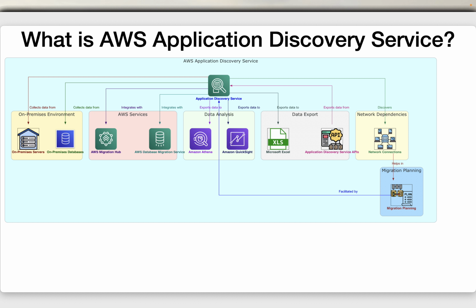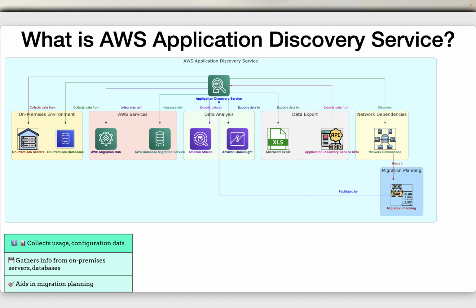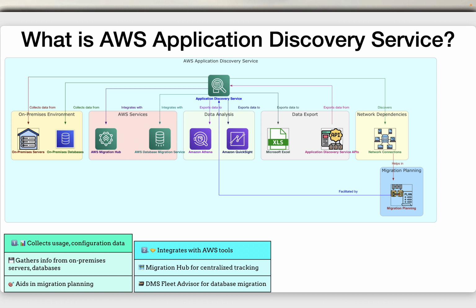So what is AWS Application Discovery Service? AWS Application Discovery Service gathers valuable information about your existing on-premises infrastructure to aid in migration planning. The service seamlessly integrates with other AWS migration tools such as Migration Hub for centralized tracking and DMS Fleet Advisor for assessing database migration options.